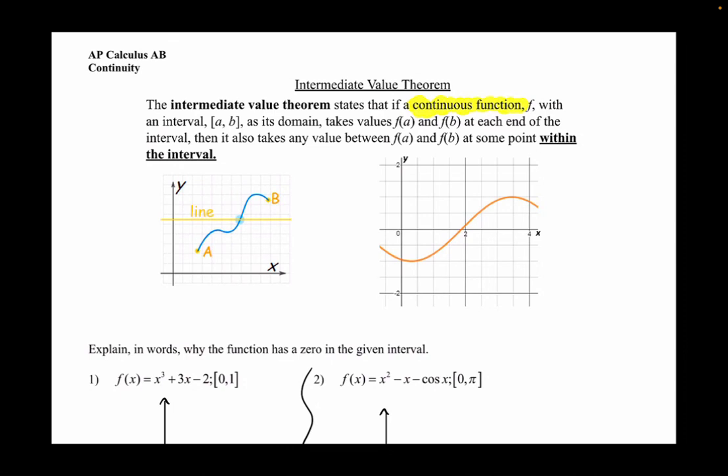And it takes values f of A and f of B, means those are the y values. So A would be x, f of A would be y, B is x, f of B is y. At each end of the interval, then it also takes any value between f of A and f of B at some point within the interval.